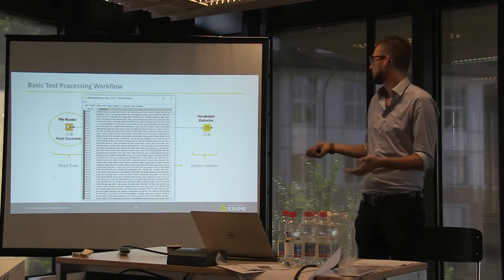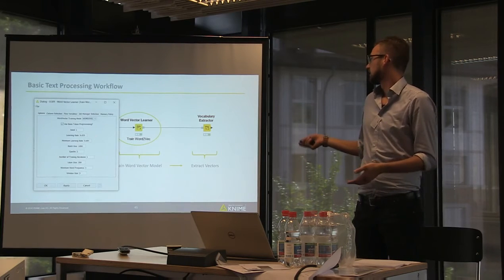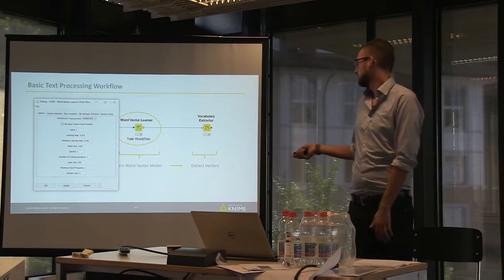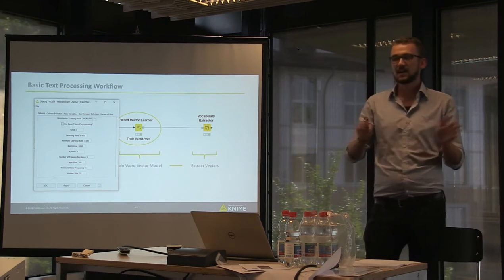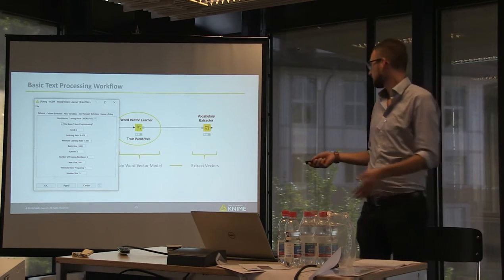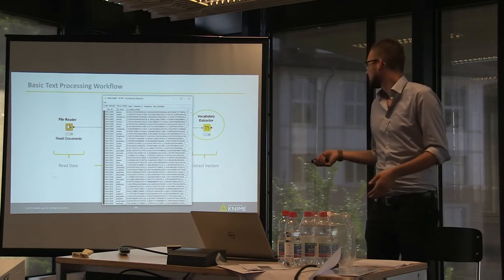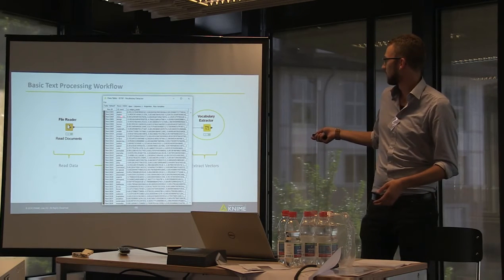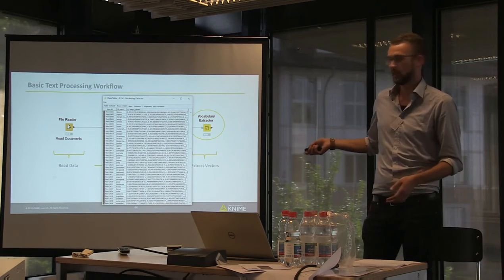So here, for example, we read in some data. Here we have the configuration panel where we can configure some learning parameters, and here in the layer size we would specify the dimensionality of our output vectors. And then after the vocabulary extractor, it will look like this. So here we would have a column showing the word, and here the corresponding word vector.